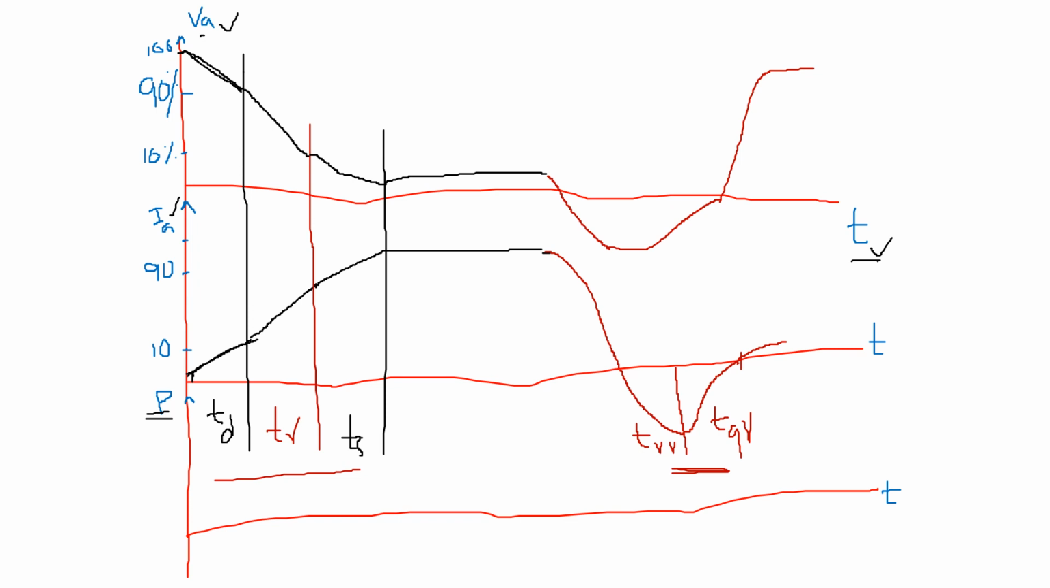Now coming to the concept of power: during which duration are the power losses maximum across the SCR? Power is the product of voltage and current. If we consider the delay time, voltage is maximum but current is minimum. So we are going to get a small amount of power loss during the delay time.